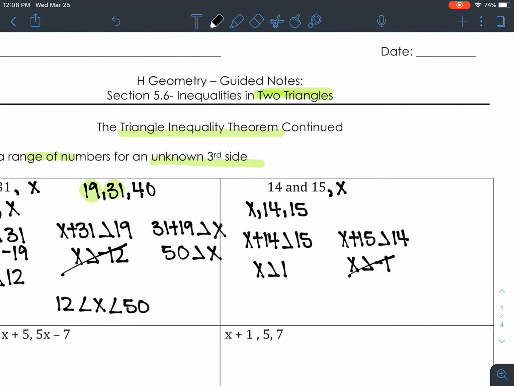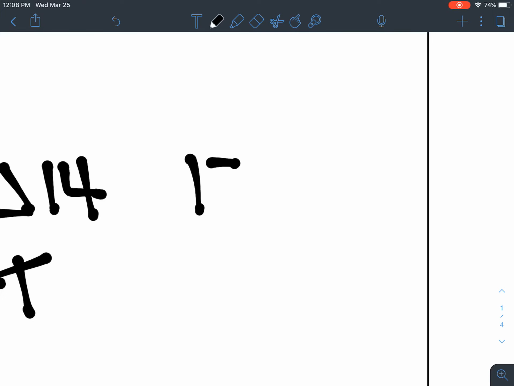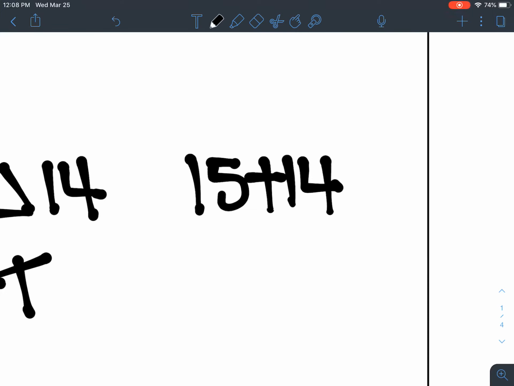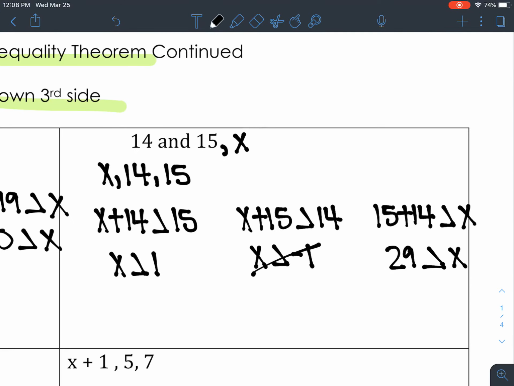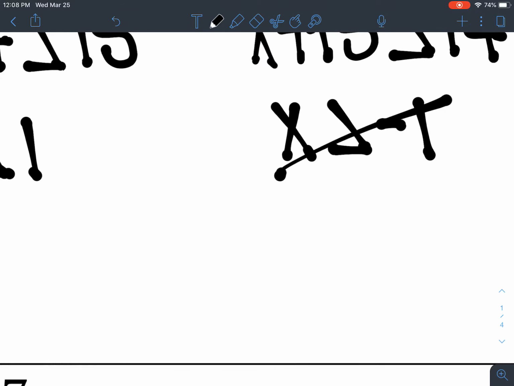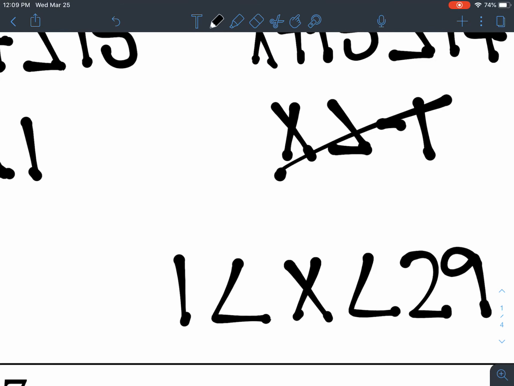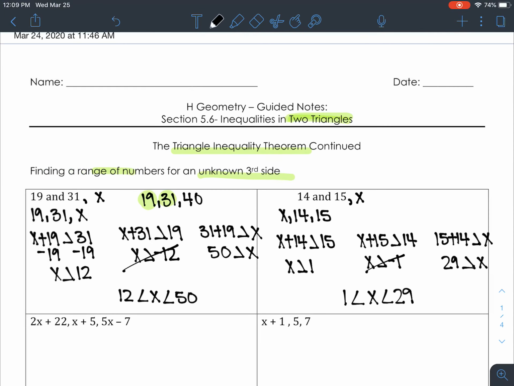All right? Now, my last one, I'm going to do 15 plus 14 has to be greater than x, which means that 29 has to be greater than x. All right? Which means that x has to be stuck in between 1 and 29. So any value in between those two.